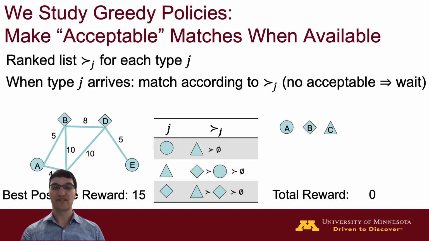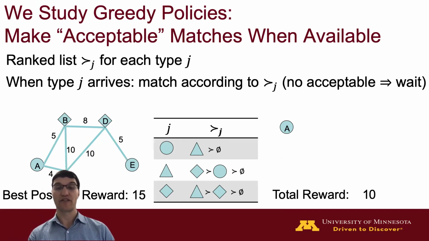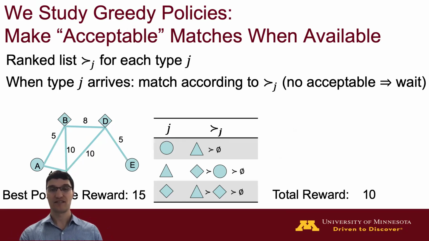Now agent C arrives. C is a triangle, and if we look at our list, triangles match with diamonds. So we make a BC match, which is worth 10, and now we have a reward of 10. Now the next thing that happens is that agent A disappears. Then agent D arrives, no one to match to, of course. Agent E arrives, and it's a circle, so we look at its list, and we see, oh, circles don't match with diamonds, so we wait. And then no more arrivals happen, so the process ends, and the total reward that we earn with this greedy policy is 10.